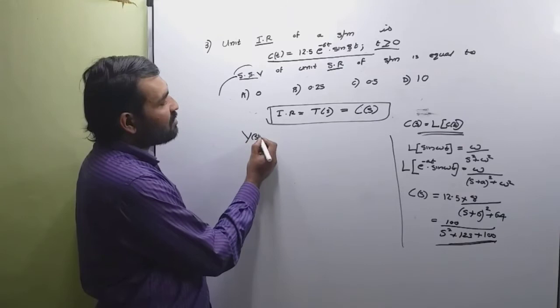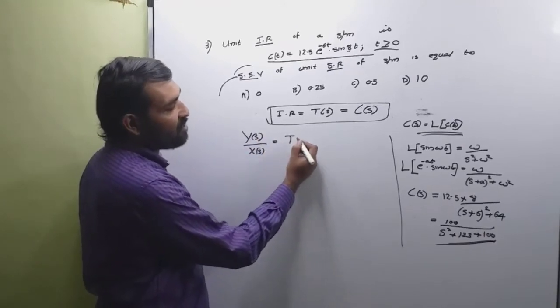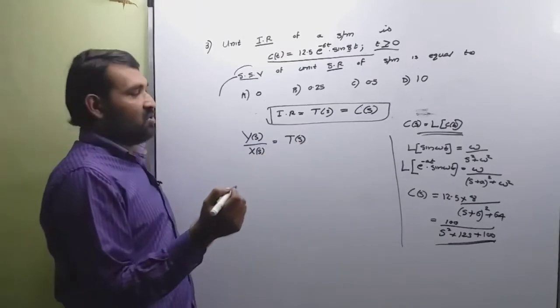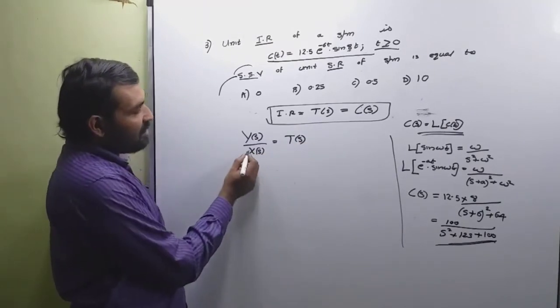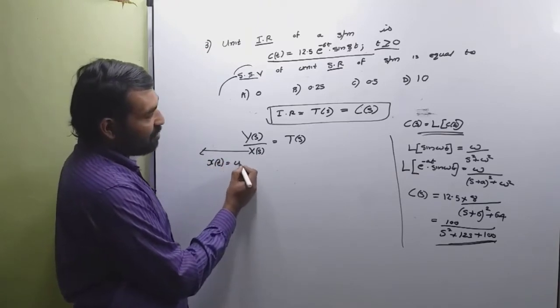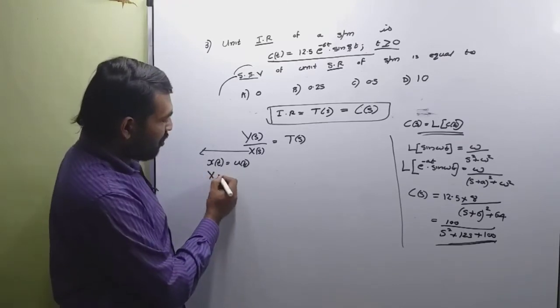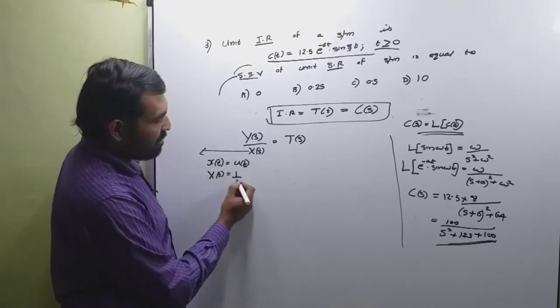Y of s by X of s is equal to the transfer function T of s. Therefore, if x of t is a unit step input, x of t is equal to u of t, that implies X of s is equal to 1 by s.